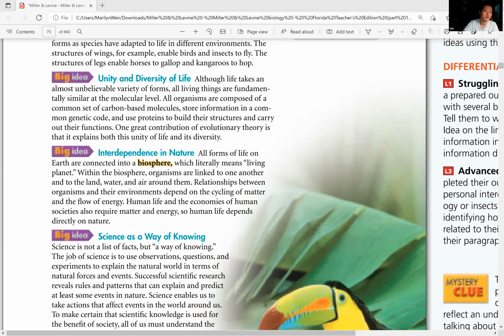So I just need to read the independence in nature, right? Mhm. Just the paragraph that has biosphere. Okay.